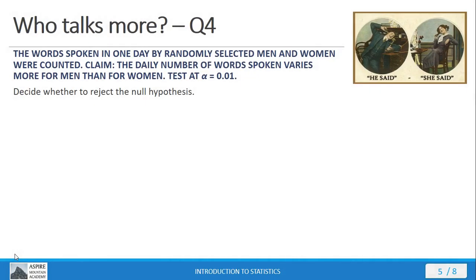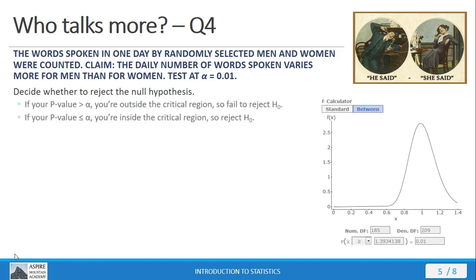How are we going to decide the null hypothesis? Well, we can do that with a p-value and the same criteria that we've always used. If you're inside the region of rejection, reject the null hypothesis. If you're outside the region of rejection, you're going to fail to reject the null hypothesis.